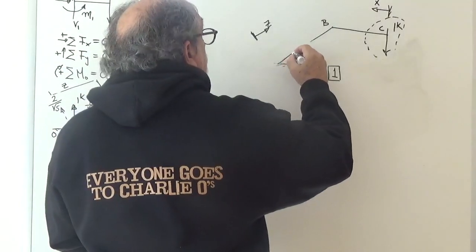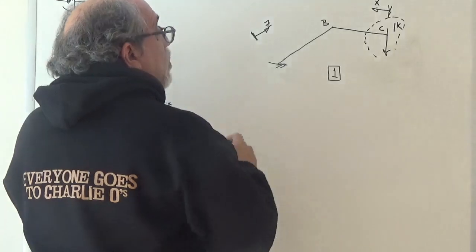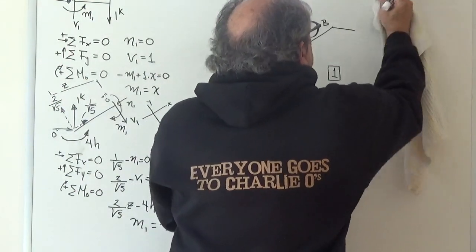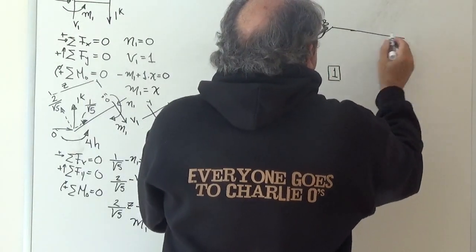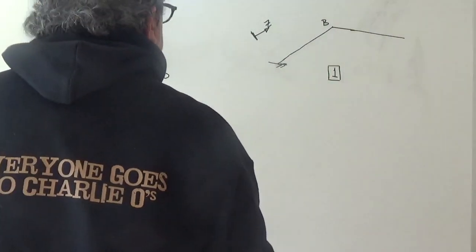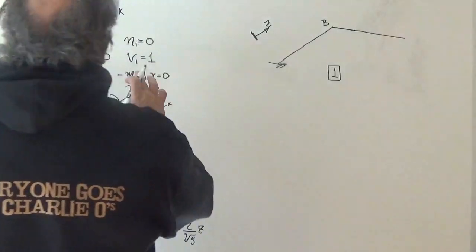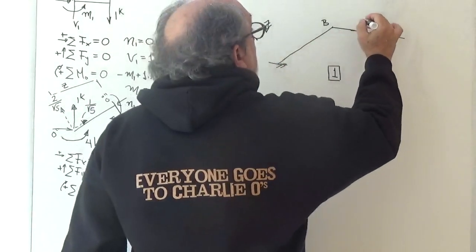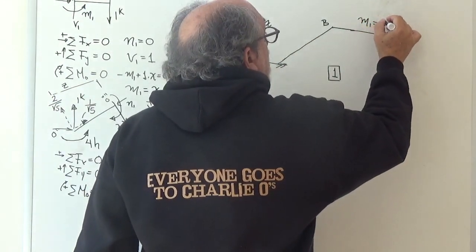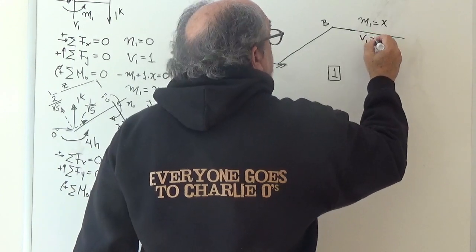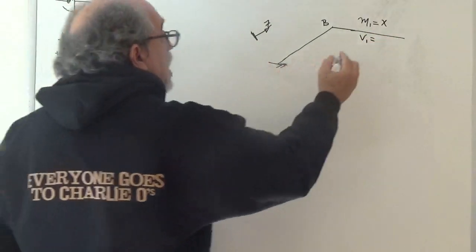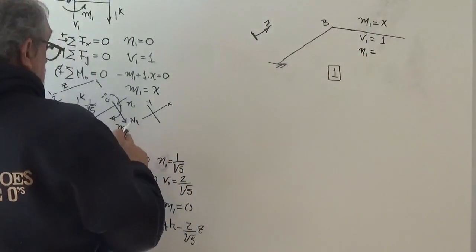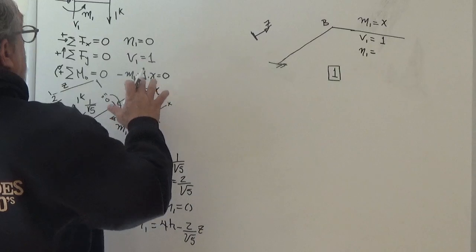Okay. Sorry about that. So let's transplant the results that we just obtained to there. So we can say on bar 1 we have M1 is equal to x, V1 is equal to 1, and N1 is equal to 0, I believe, right? Yes.